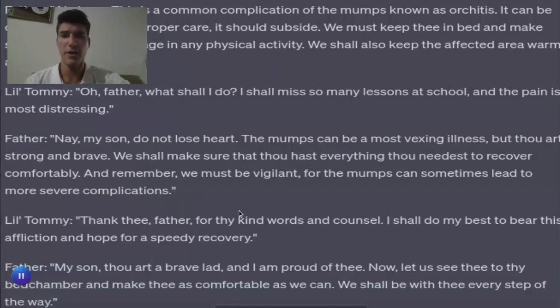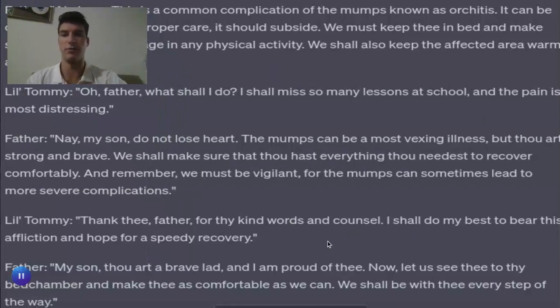Thank thee, father, for thy kind words and counsel. I shall do my best to bear this affliction and hope for a speedy recovery. My son, thou art a brave lad. I am proud of thee. Now, let us see thee to thy bedchamber and make sure thou art as comfortable as we can. We shall be with thee every step of the way.